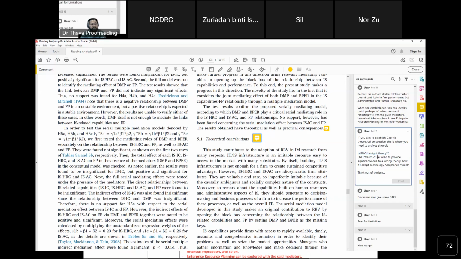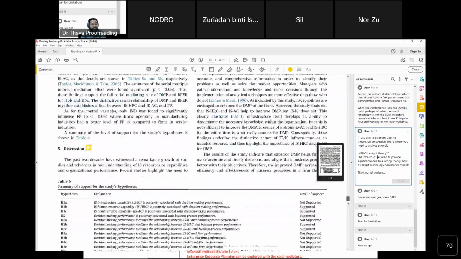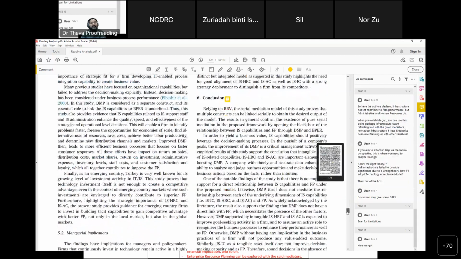So if they used maybe the technology acceptance model or any technology-related theories, they might have a better perspective on infrastructure. So that could be a major limitation of this study. Okay, and that's about it. That's how you analyze a paper to find research gaps.